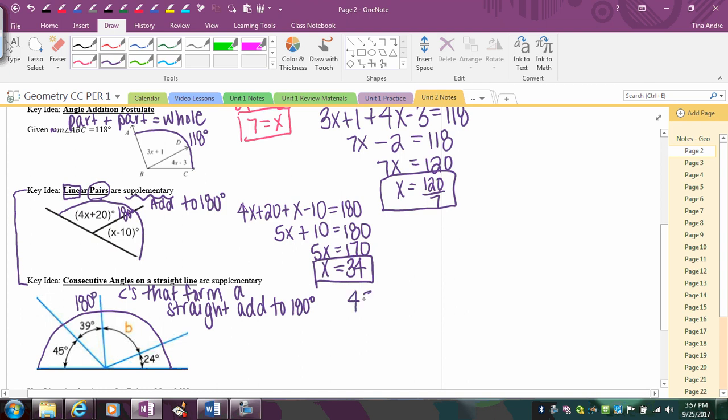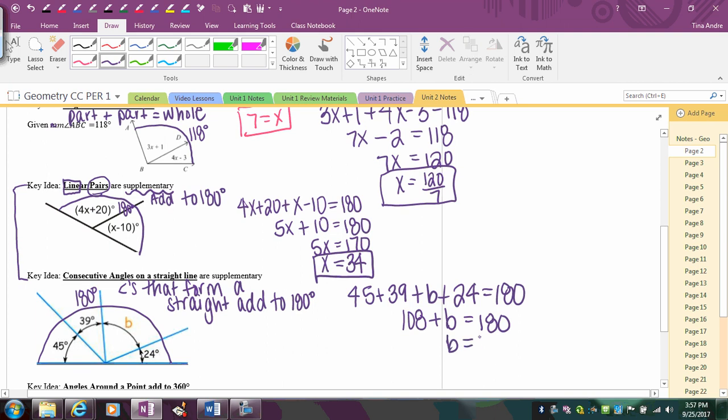So 45 plus 39 plus b plus 24 equals 180. We combine our like terms. So 45 plus 39 plus 24, I get 108 plus b equals 180. And then from there, subtract the 108 from both sides. So we get b equals 72.